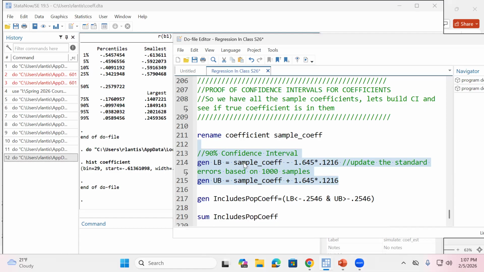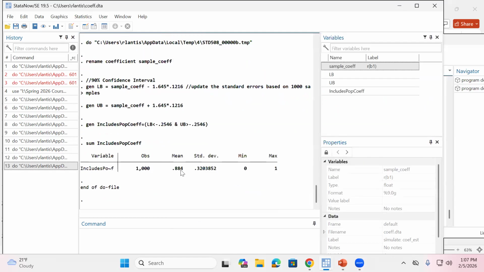All right. So if I go ahead and run this and then summarize this, hopefully, what's the mean of that 1, 0 variable? That's just the proportion of times my confidence interval included that true value. It's close to 90%. Right? It's always not going to be exact because we're dealing with only 1,000 samples, but it's going to be very close to that.